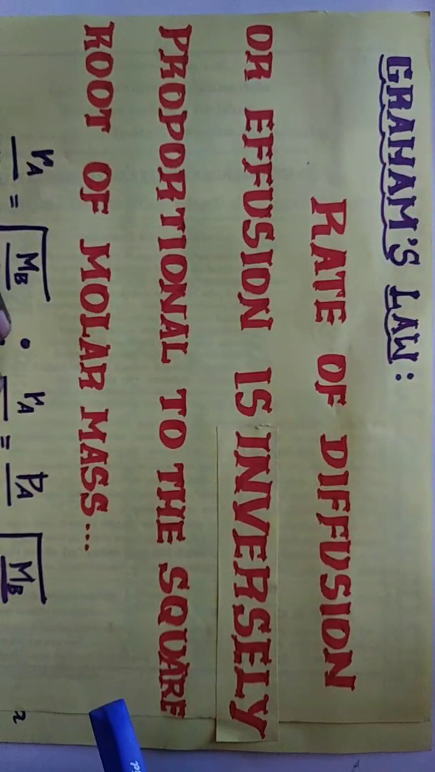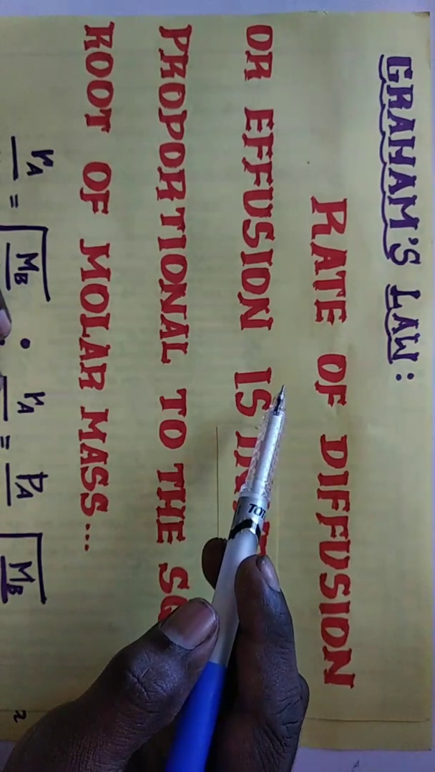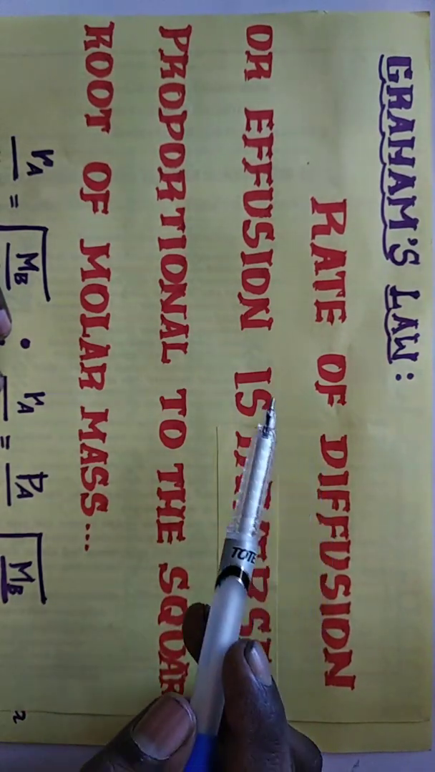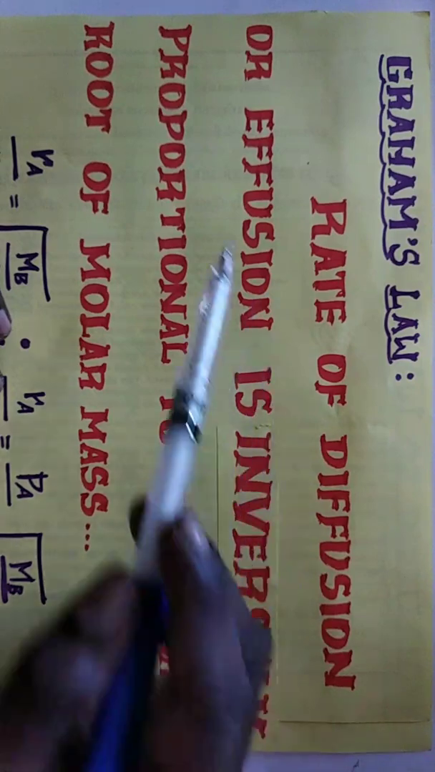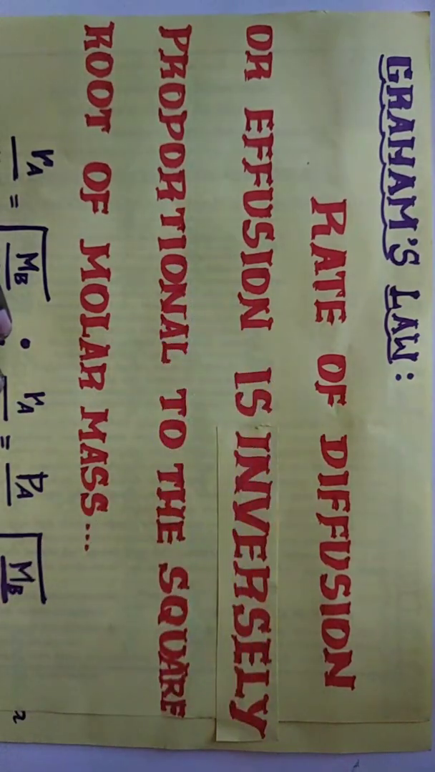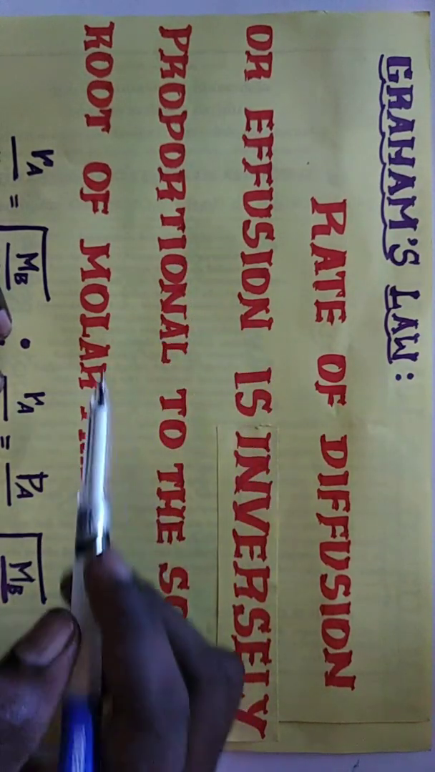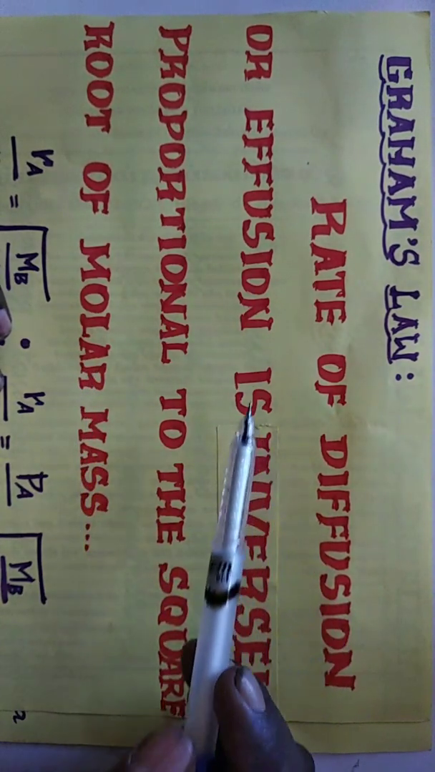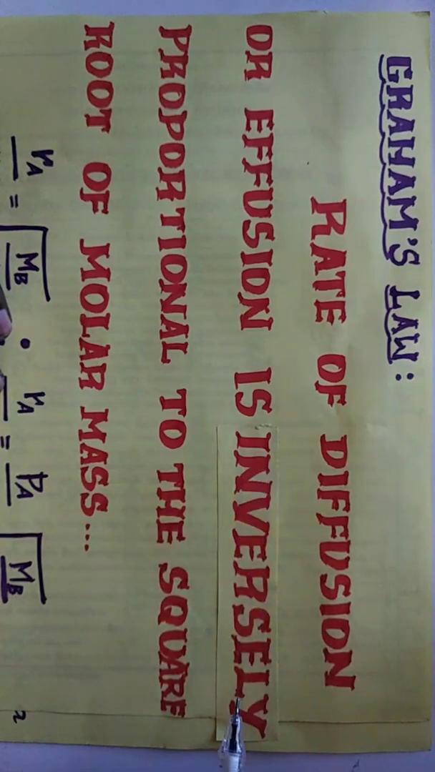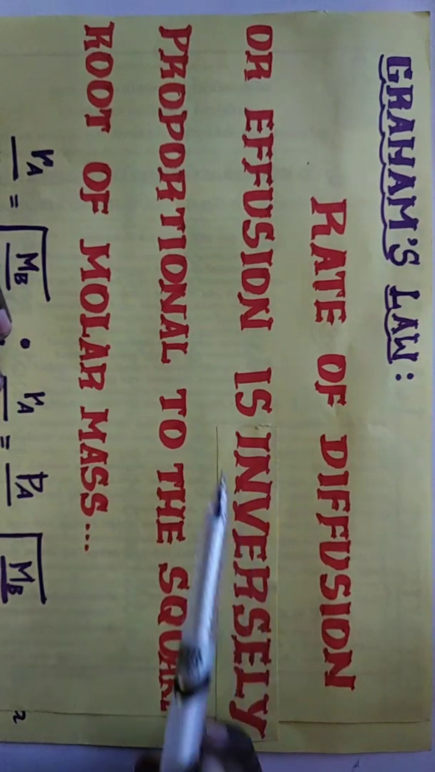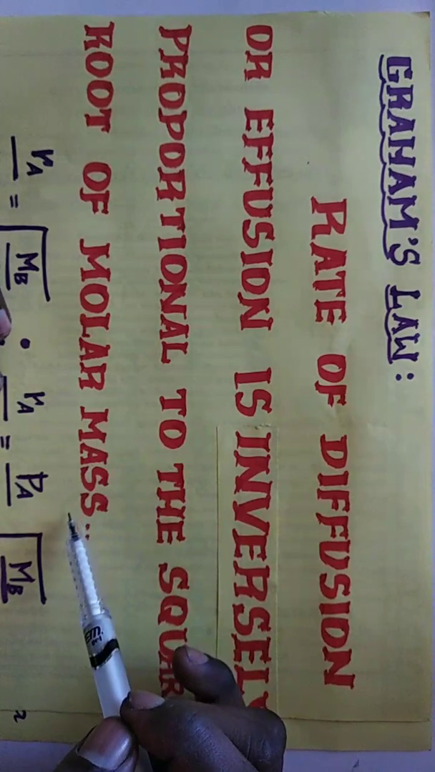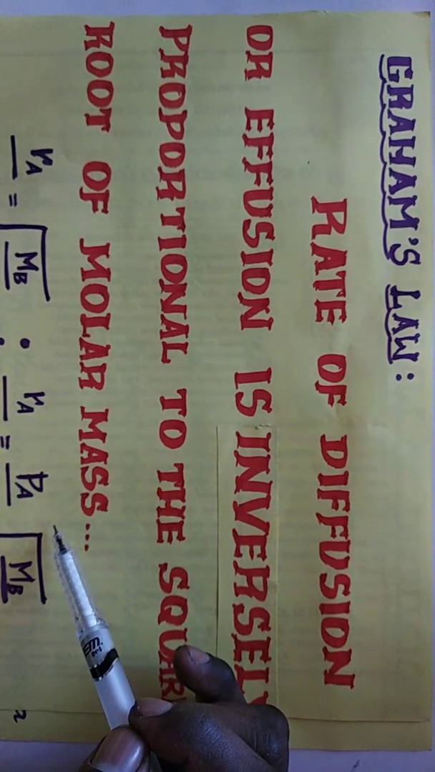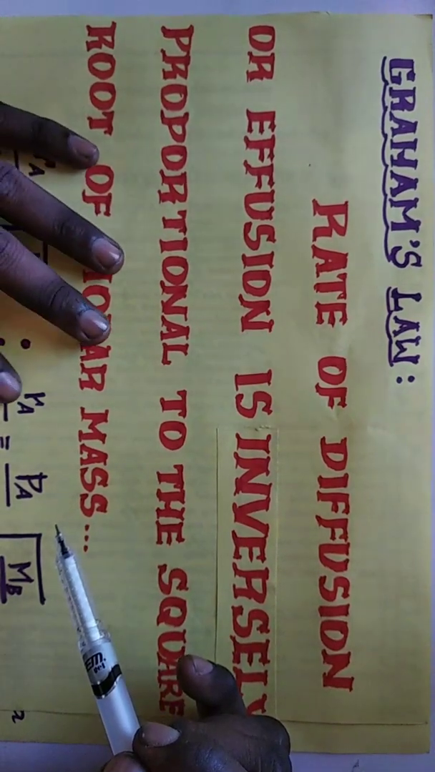This is the statement of Graham's law. Graham's law states that the rate of diffusion, rate in the sense the speed of diffusion or effusion, is inversely proportional to the square root of the molar mass. We can represent molar mass using the symbol M, and the rate using the symbol R.